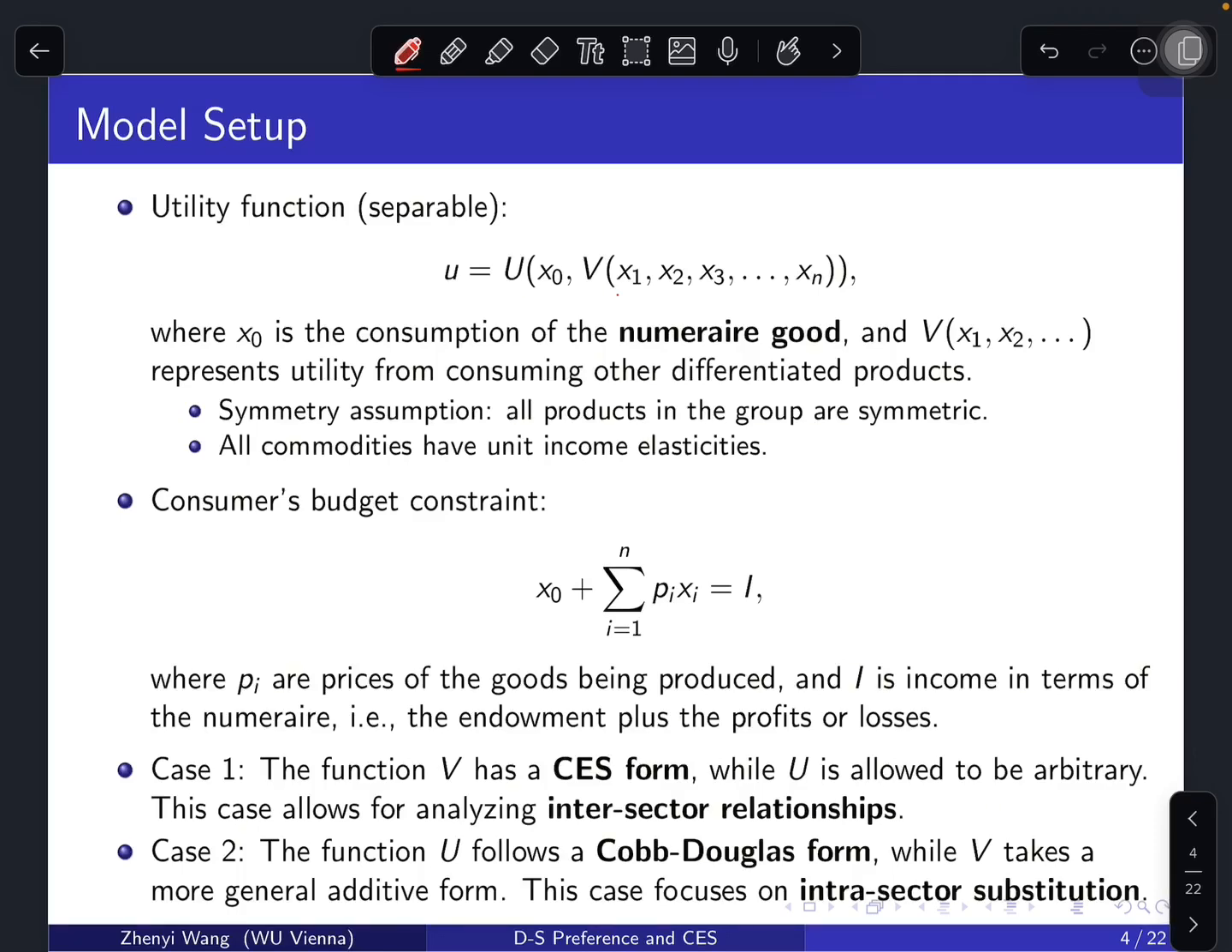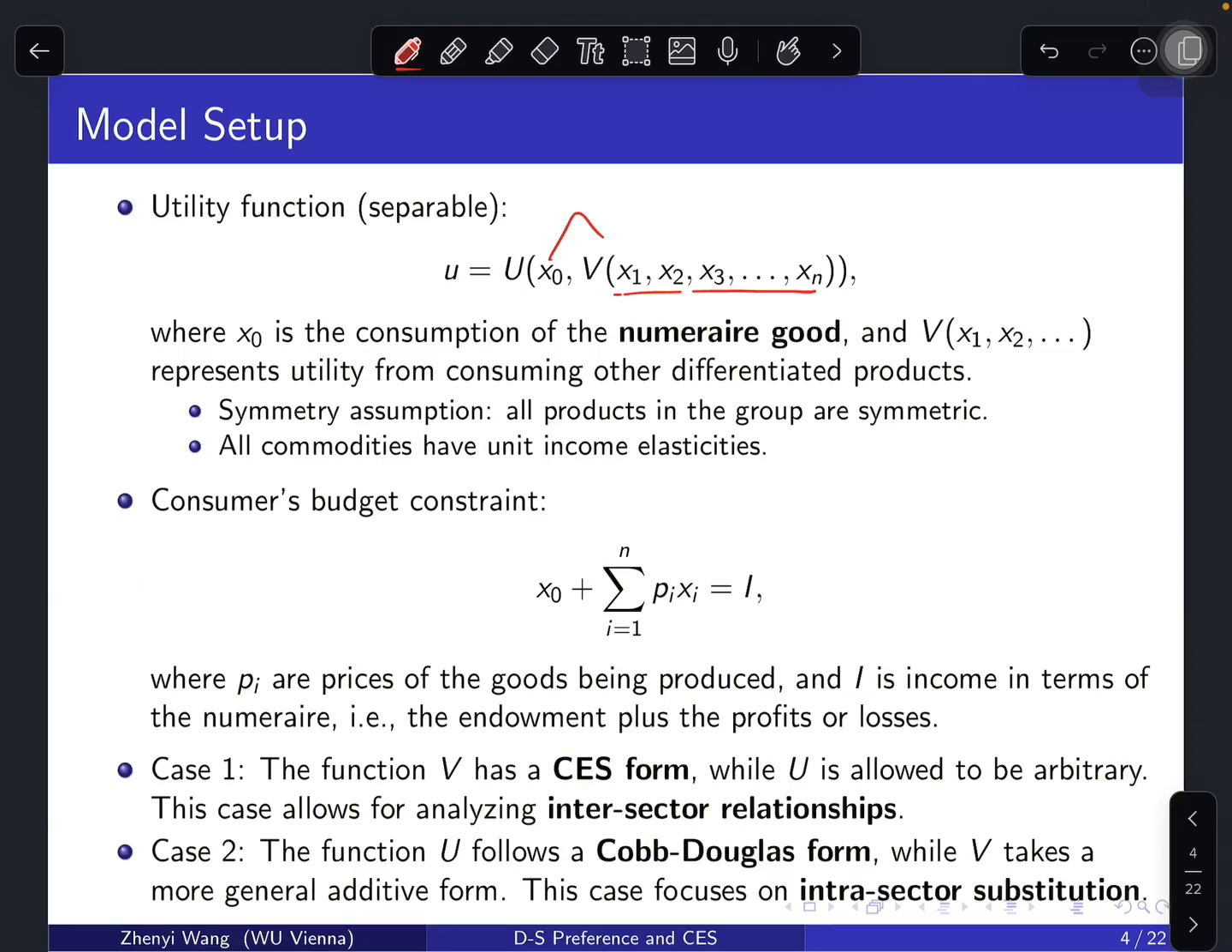Firstly, they assume a separable utility function. There are two sectors in the economy, where X0 is the consumption of the numeraire good and Y represents utility from consuming other differentiated products. So they make use of the intra-sector and inter-sector elasticities to solve the problem of optimal diversity and optimal quantity. They assume all products in the group are symmetric.